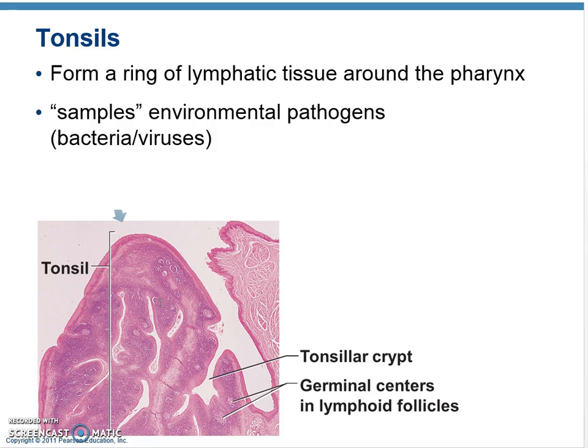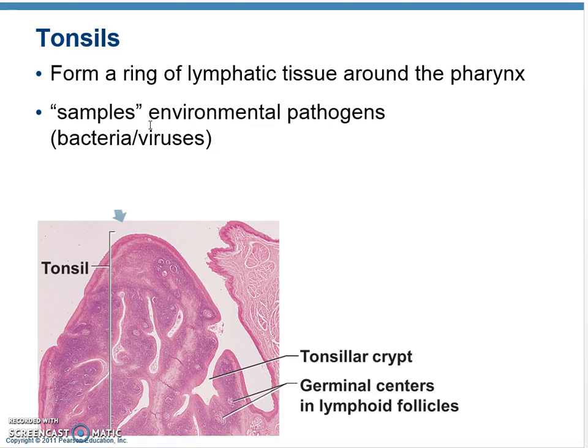Then you have the tonsils. This, as this says right here, is a ring of lymphatic tissue that you can find around the pharynx. The pharynx just means your throat, the back of your throat. It is thought that the primary job of the tonsils is to, as it says here, sample environmental pathogens. So whatever you're eating is going down in your stomach. Your stomach is a pit of acid. So you can eat a lot of bacteria, you can eat a lot of viruses, and you're not necessarily going to get an infection from it, especially because we generally cook our food.